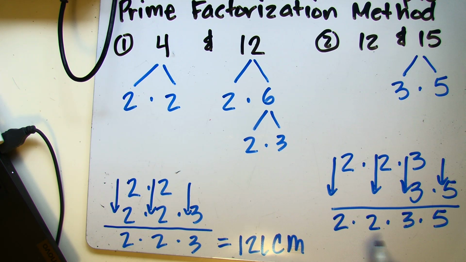When I multiply these four factors together, I get my lowest common multiple. 2 times 2 is 4, times 3 is 12, times 5 is 60. So my lowest common multiple, or least common multiple, is 60.